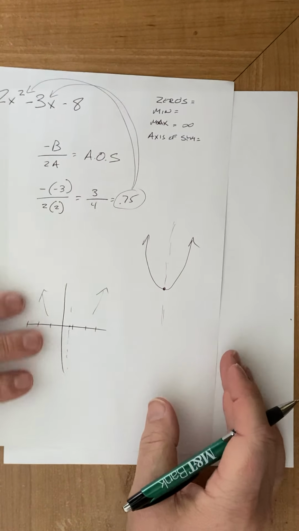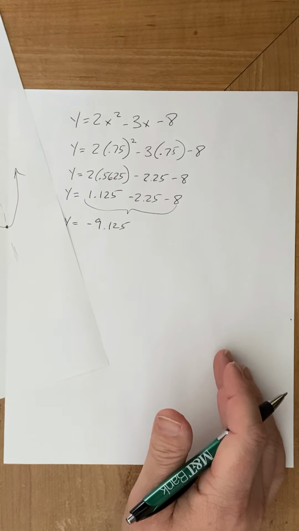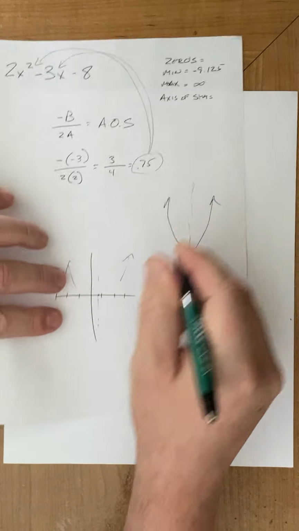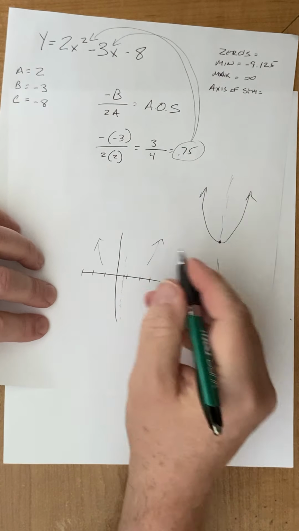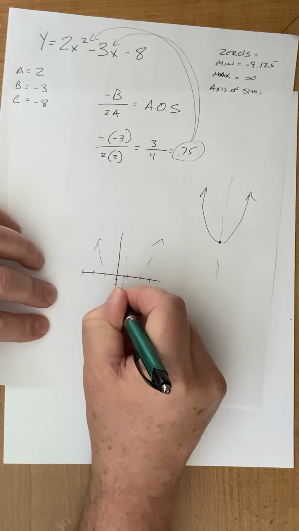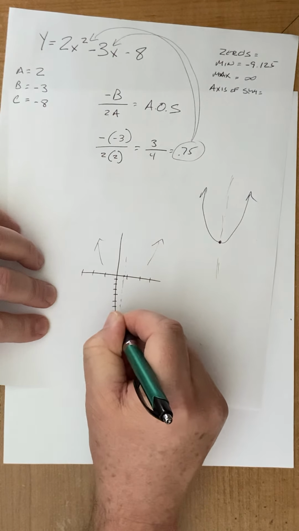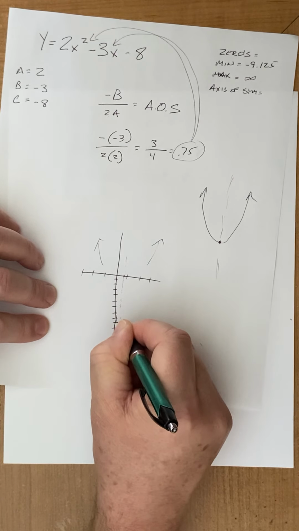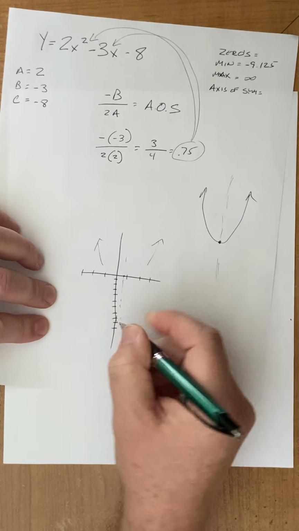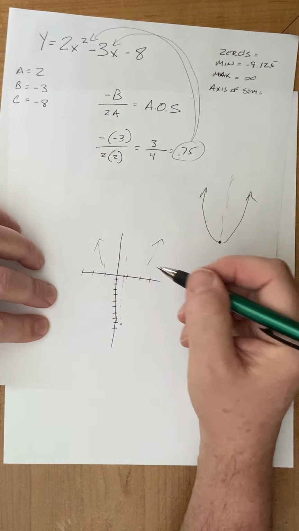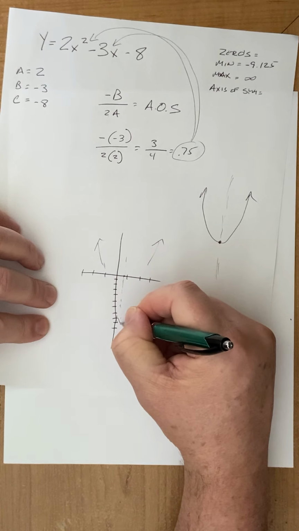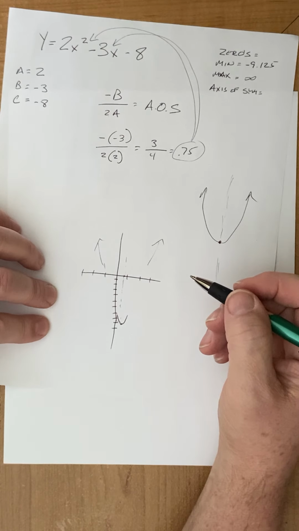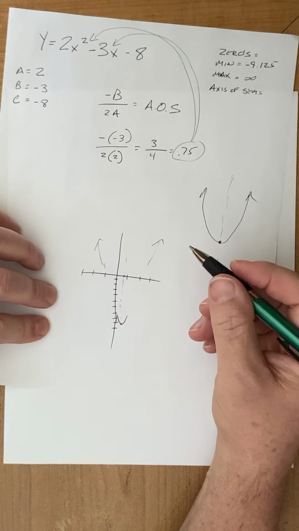So when we go back here, we know that our minimum value is negative 9.125. And that means that this parabola that we're sketching, say we go negative 1, negative 2, negative 3, negative 4, negative 5, negative 6, negative 7, negative 8, negative 9, negative 10. It's going to bounce down around negative 9.125, so just past negative 9. That's where it's going to bottom out and start to kick back up. That's our vertex, that's our minimum value for that function.